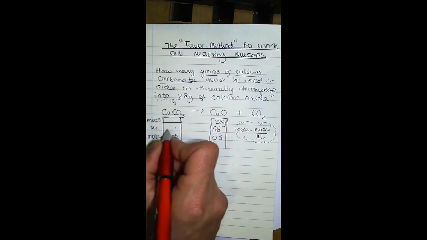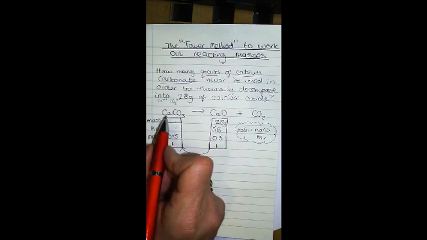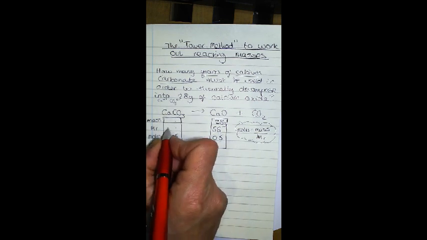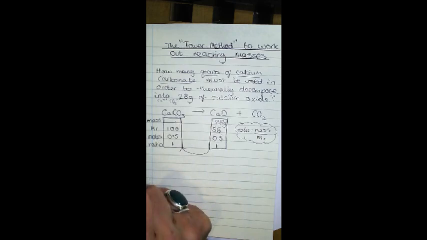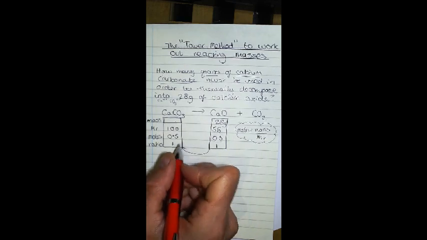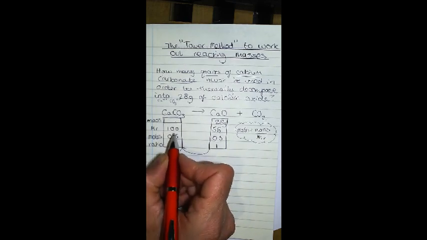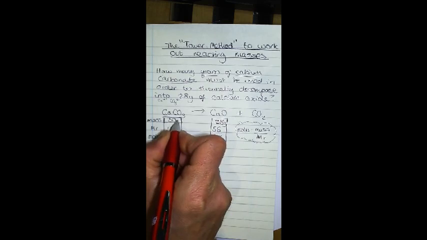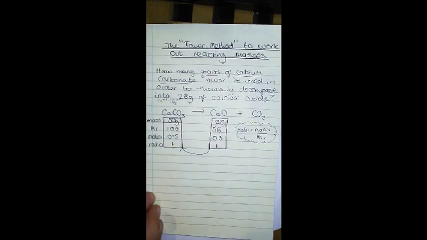So 0.5, the MR of calcium carbonate. So you've got to add the masses together. Calcium is 40, carbon is 12, 3 lots of 16, totals up to 100. I want half a mole of something where 1 mole weighs 100. Required is 50 grams. And there we are. That is job done. That's the answer. It's 50 grams. Okay.